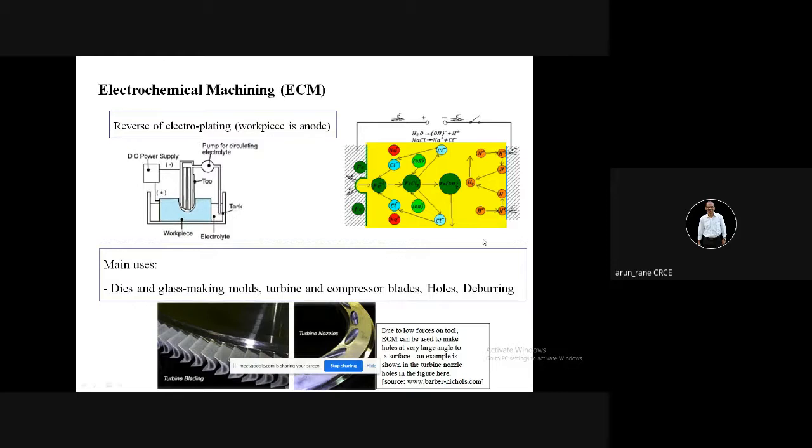And the tool, which is nothing but the replica of the cavity, see, this is the tool. It's connected to the negative terminal. And then the cutting action takes place because of the voltage and the current which is passed, and this being dipped inside the chemical also helps in eroding the material.